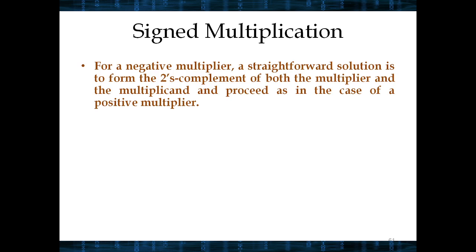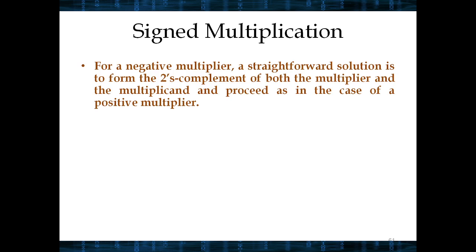The general strategy is still to accumulate partial products by adding versions of the multiplicand as selected by the multiplier bits. For a negative multiplier, a straightforward solution is to form the 2's complement of both the multiplier and the multiplicand and proceed as in the case of a positive multiplier.